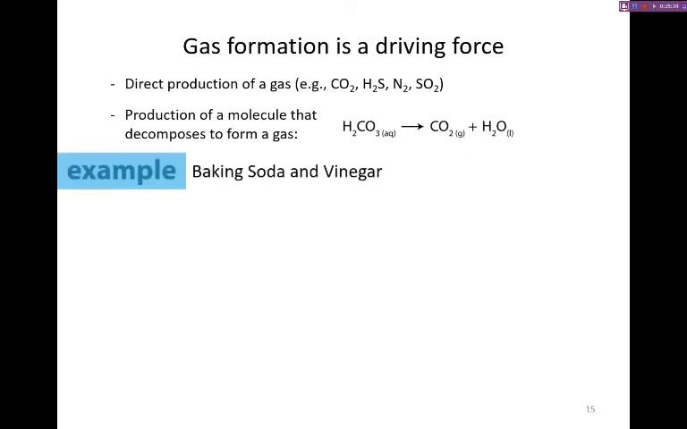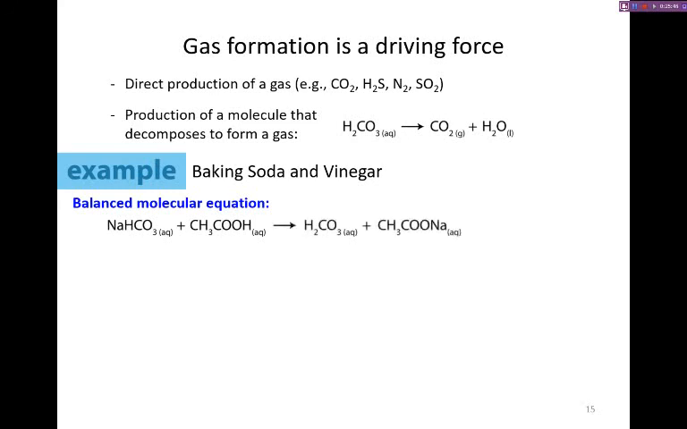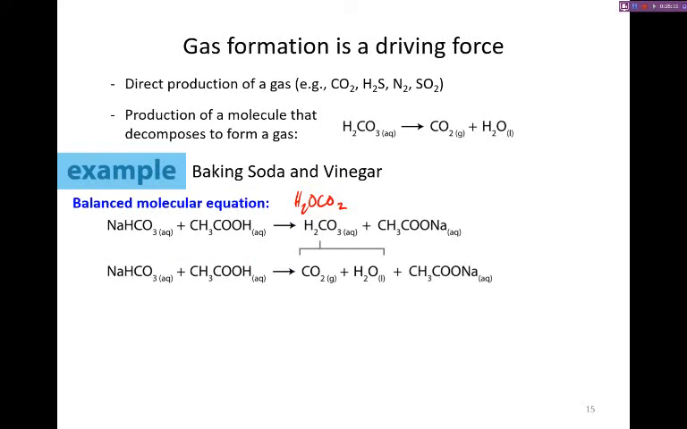So here's an example of baking soda and vinegar. In this case, we have sodium bicarbonate with acetic acid. Both of these are, in fact, weak acid and weak base. That's going to form carbonic acid and sodium acetate. The carbonic acid is going to break down into carbon dioxide and water. And we can see that if we just redistribute one of the oxygens. So our new molecular equation is as follows.